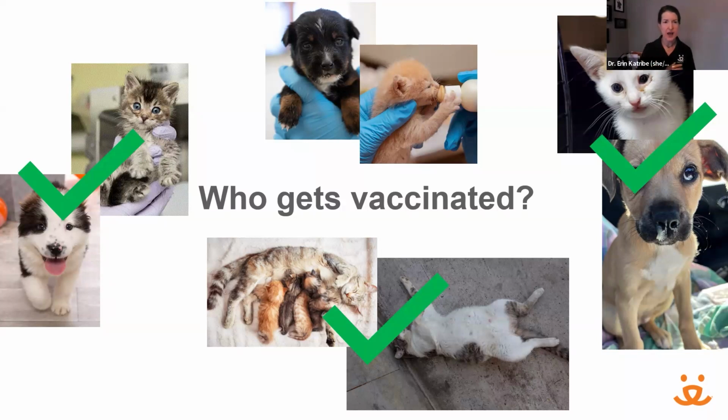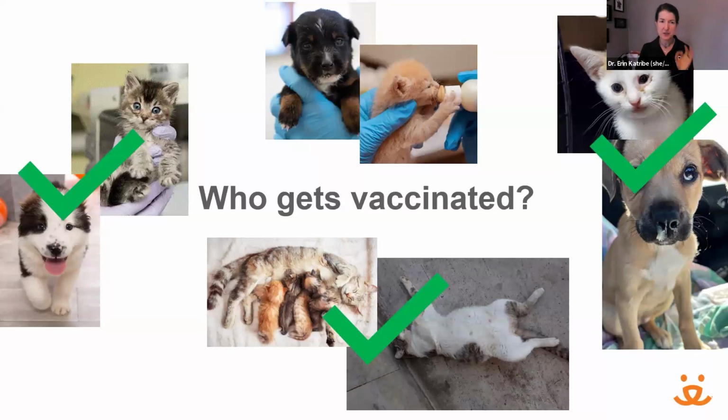And then last up top, so I have this tiny little puppy and kitten. So say these are neonates coming in at 2-3 weeks of age. Are we going to vaccinate them? I'm seeing lots of yeses.